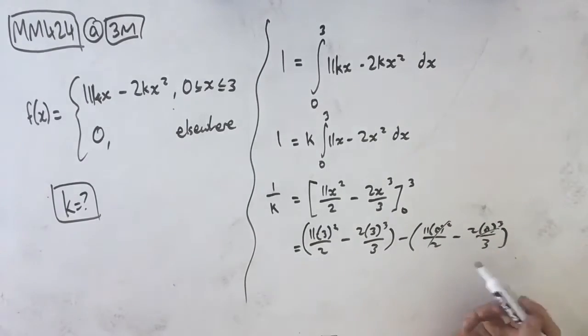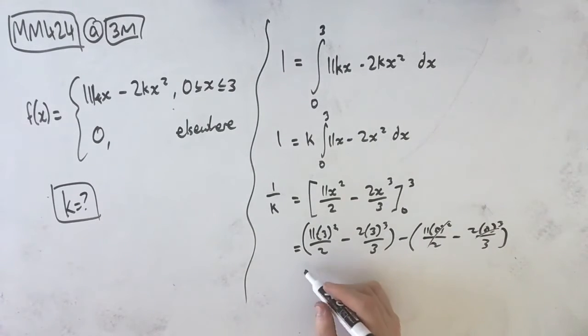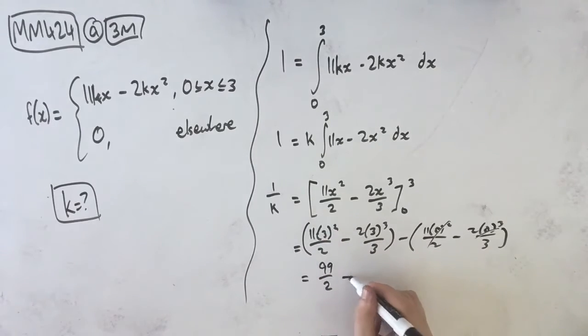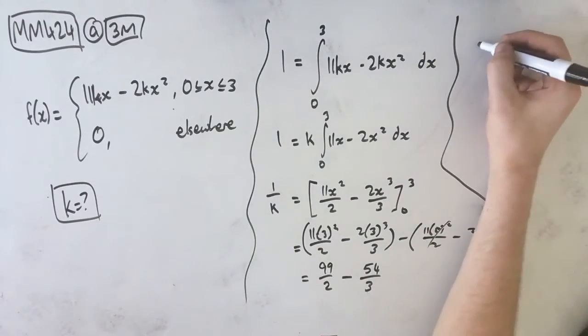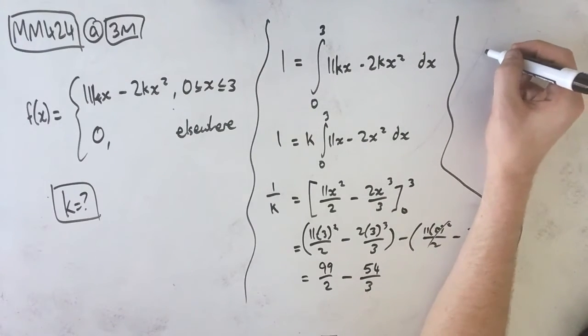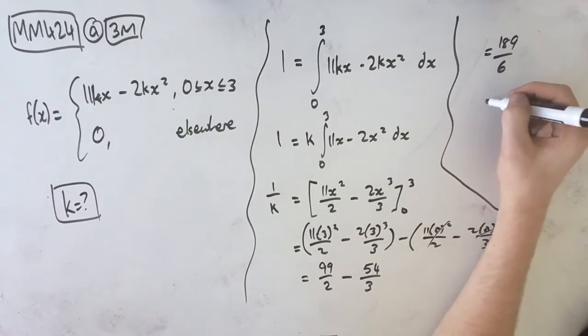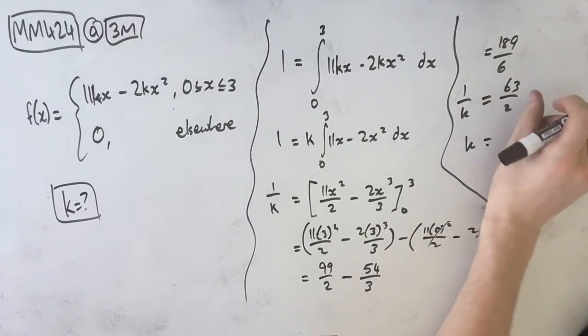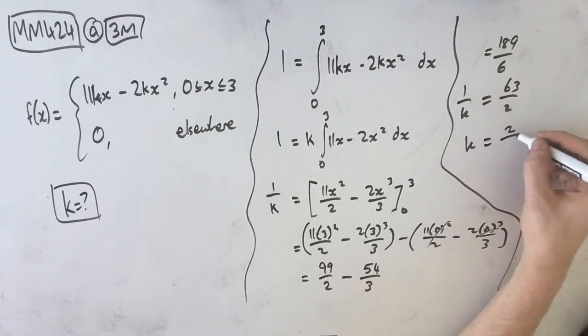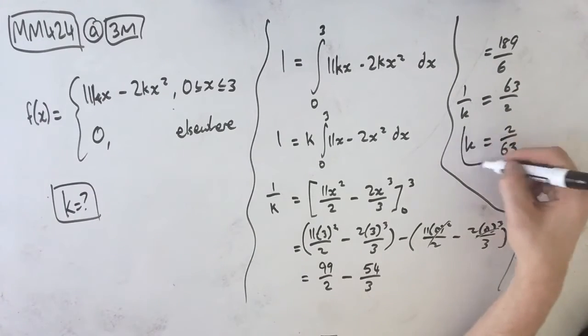Yep, awesome. Now these just cancel because they're just 0, so they don't actually do anything. But what we get is 99 on 2, so 3 squared is 9 times 11 is 99, minus 54 on 3, and then let's just go back up here. So then we get that is equal to 189 on 6, which is equal to 63 on 2. That's 1 on k. So therefore k, we can just flip these two around and get k equals 2 over 63. Awesome. Now that's our final answer.